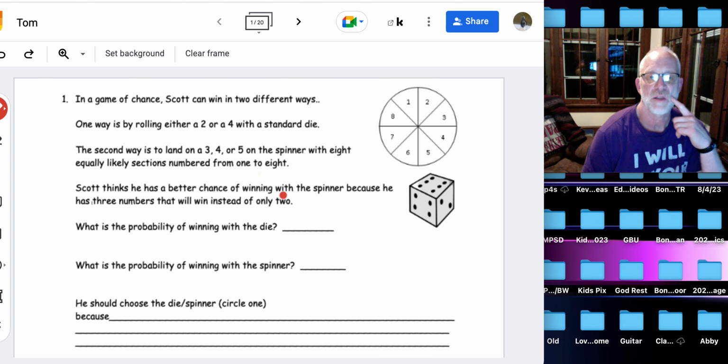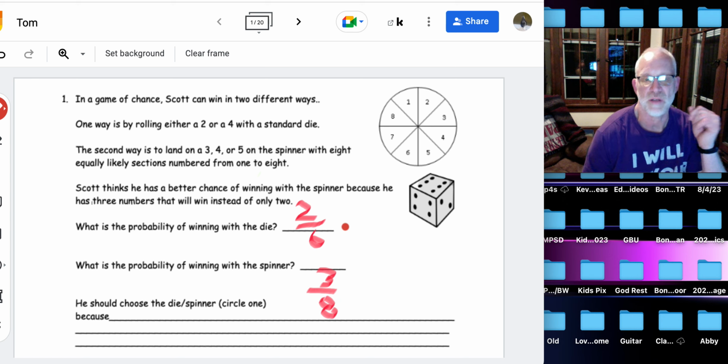So they took 2 out of 6. They went 2 over 6, 3 over 8. And then they said, well, what does 6 and 8 both go into? And they both go into 24. So they multiplied this by a giant 1. They multiplied that by 4 over 4. And then they had 8 out of 24.